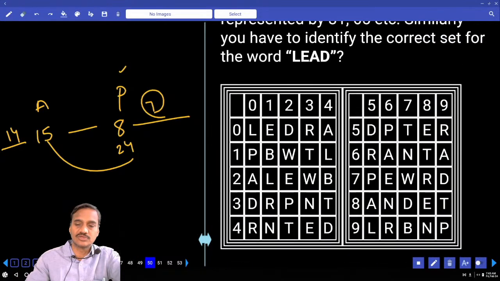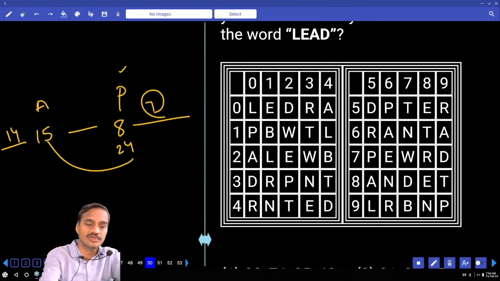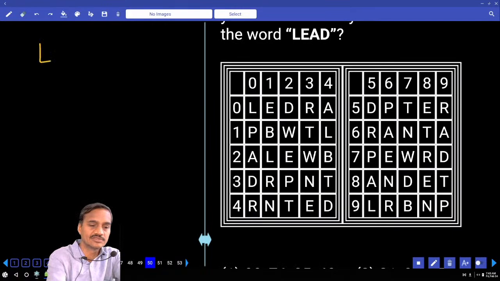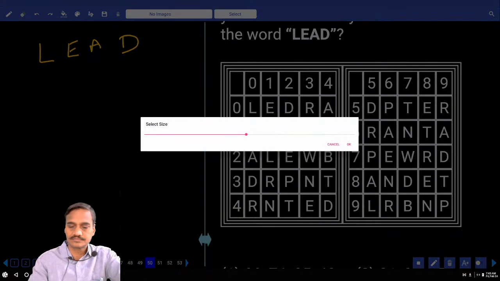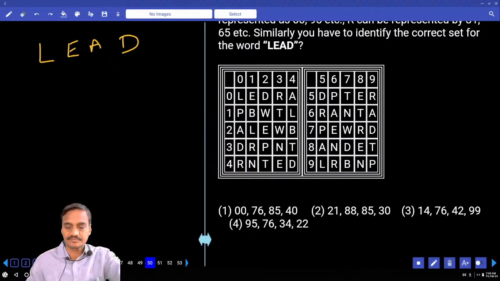Then coming to 15, matrix. Now in this matrix, we need to find out the code for the word LEAD. L-E-A-D, lead. Check the first element: 0 and 0, that is fine, and 2 and 1, that is fine. 1 and 4 is 9 and 5. The first element is common in all of this, E.